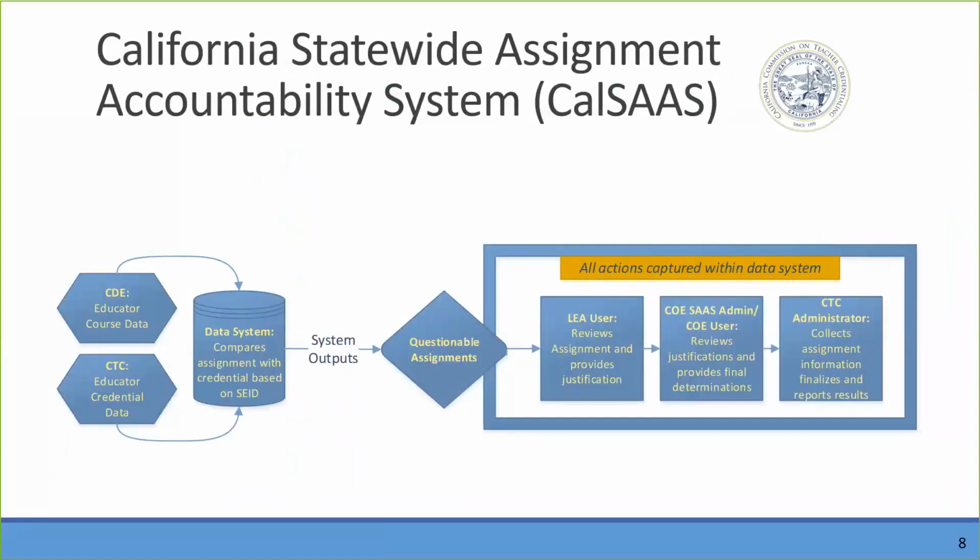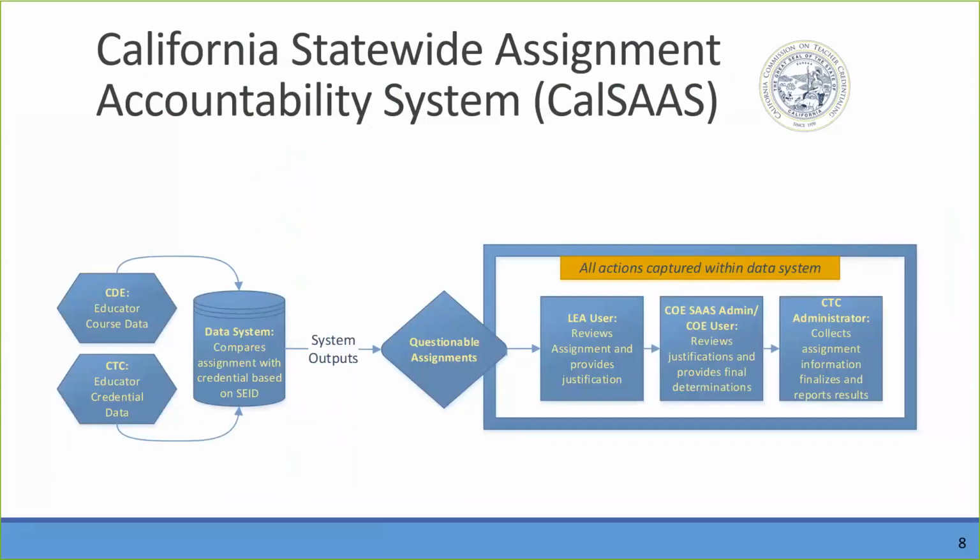data. Then we take all the educator credential data from CTC, and those two data areas come together in the CalSAAS system by using the SEED to connect the two. So we know every educator in California and what they hold, and we know what classes they're teaching in and what students are in their classes.